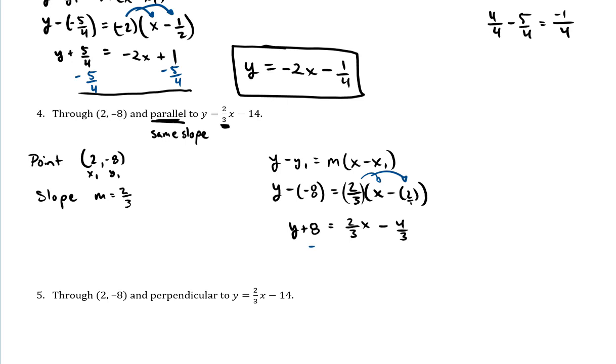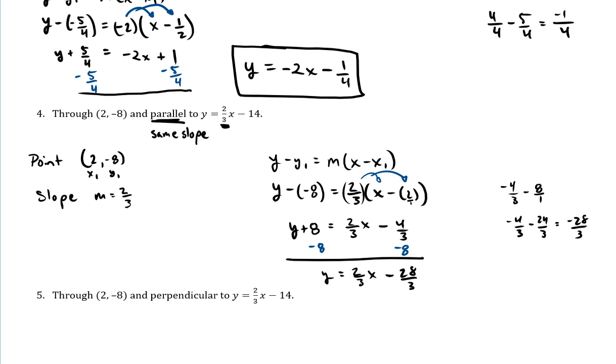And then our last step would be to subtract 8 on both sides where the like terms are, and that's going to give us y by itself now. 2/3 x is ready. Negative 4/3 minus 8, just some scratch work, would be negative 4/3 minus 24/3. Negative 4 minus 24 is negative 28, over 3. So it's minus 28/3. There we go. Okay, so that's how we can do it.